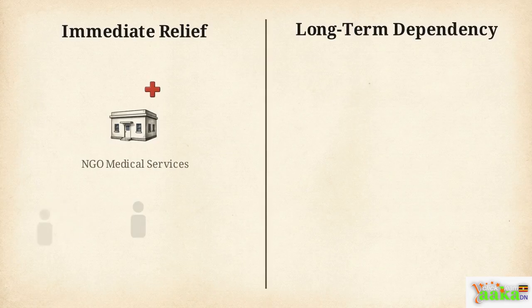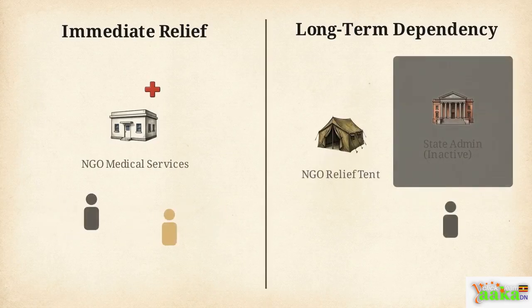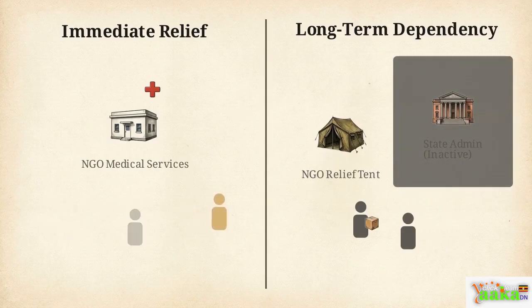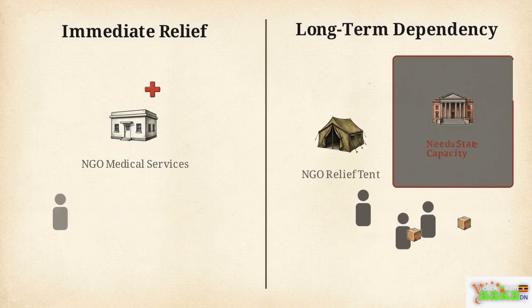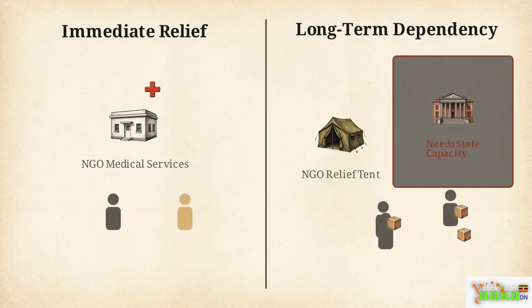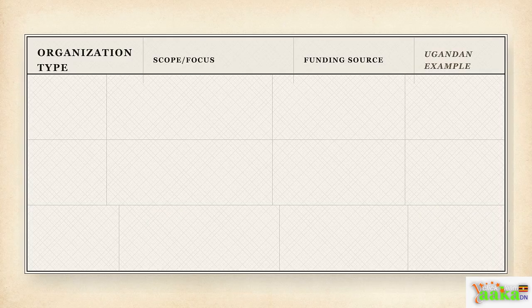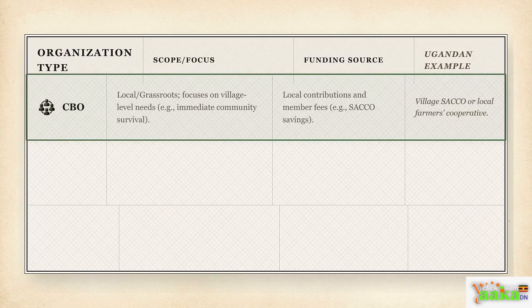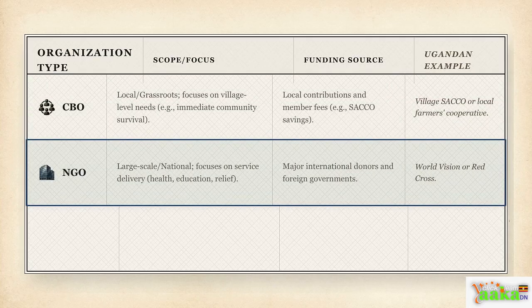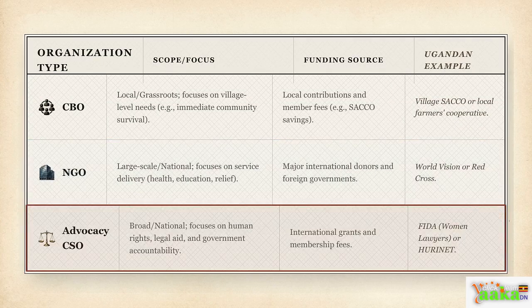Do NGOs do more harm than good? While they save lives where states fail, they can make communities dependent on foreign aid. Ultimately, East African states must build their own capacity, so these outside groups are no longer needed. To keep these types straight, use this summary mapping the three pillars against their scope, funding, and a real-world Ugandan example. Remember, CBOs are for grassroots survival, NGOs handle large-scale relief, and advocacy groups focus on legal rights and accountability.